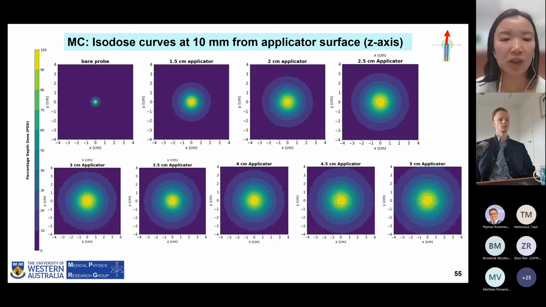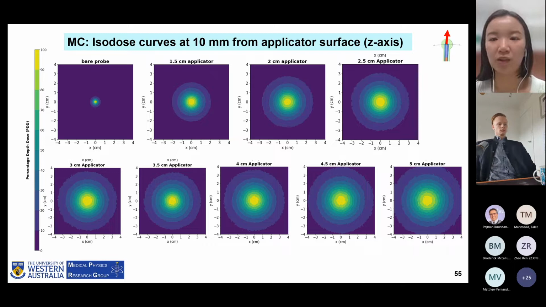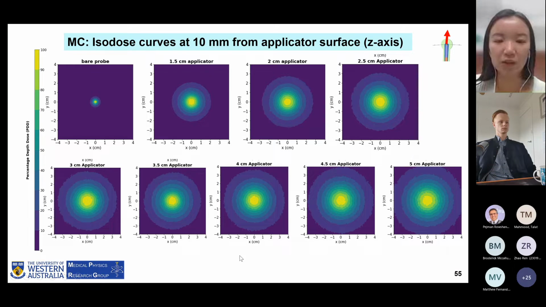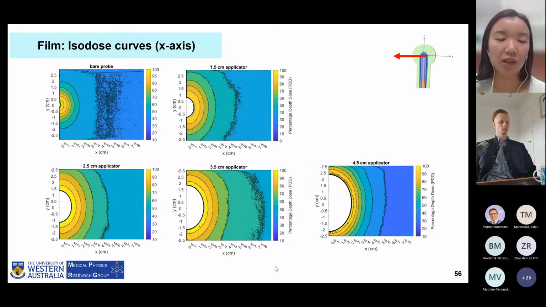These are the Monte Carlo isodose curves at 10 millimeters from the Z equals 0 axis. So the main takeaway here is that you can see that the dose spreads further for larger applicators as expected, and you can see that the dose distribution is about the same in each direction, which it should be. These are the same curves for the film, except in the x-axis, and you can see again that the dose spreads further for larger applicators.